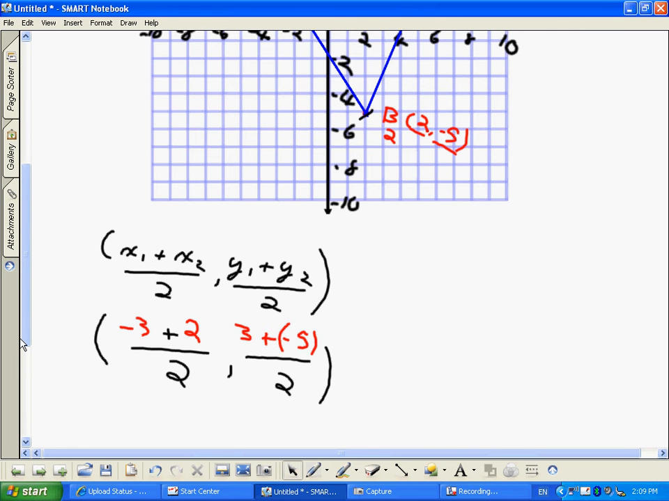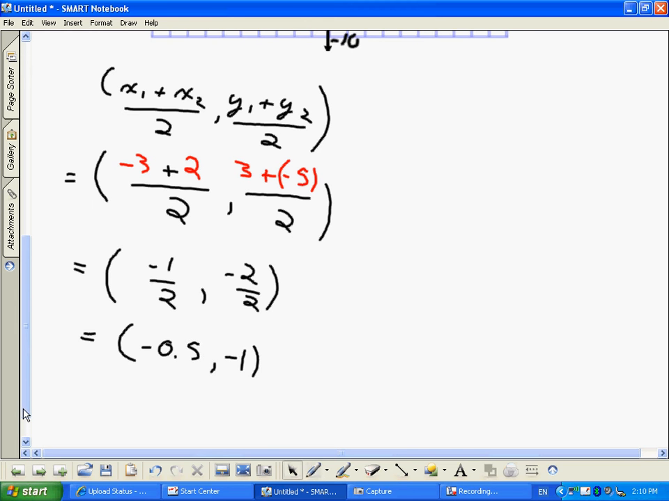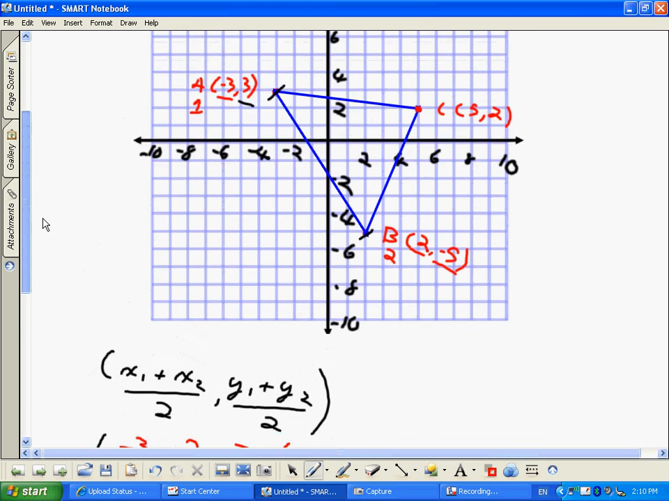Once I've plugged my numbers in, this is why I told you I want you to be good at finding the midpoint already. We just carry out the equation. Negative 3 plus 2, we're going to have negative 1 over 2. And negative 3 plus negative 5, we're going to have negative 8 over 2. Our coordinates, in fraction form, and in decimal form would read negative 0.5 and negative 1. So my midpoint between A and B, we're going to call it point M again, is going to be at negative 0.5 and negative 1.